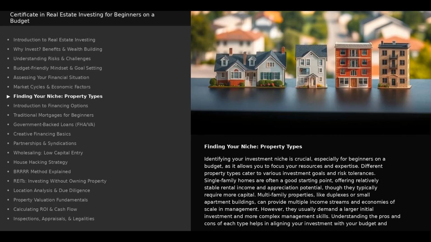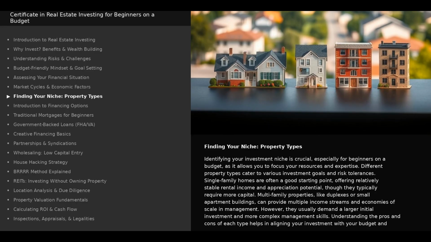Finding your niche. Property types. Identifying your investment niche is crucial, especially for beginners on a budget, as it allows you to focus your resources and expertise. Different property types cater to various investment goals and risk tolerances.